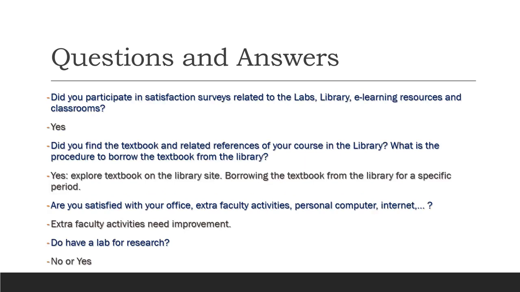Are you supported or funded to publish your research articles? If you have, specify. Did you participate in satisfaction surveys related to the labs, library, e-learning resources, and classrooms? If yes, say yes. If no, say no. But if you participated, you have to know the result of these surveys, and whether your participation was effective or not.